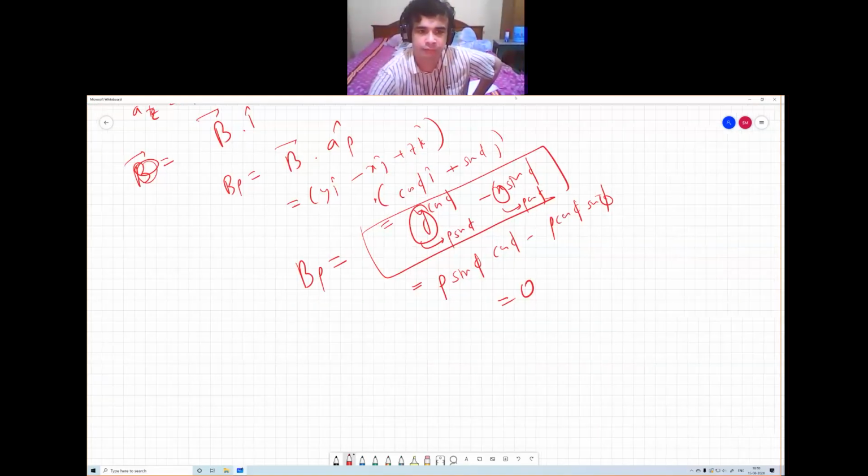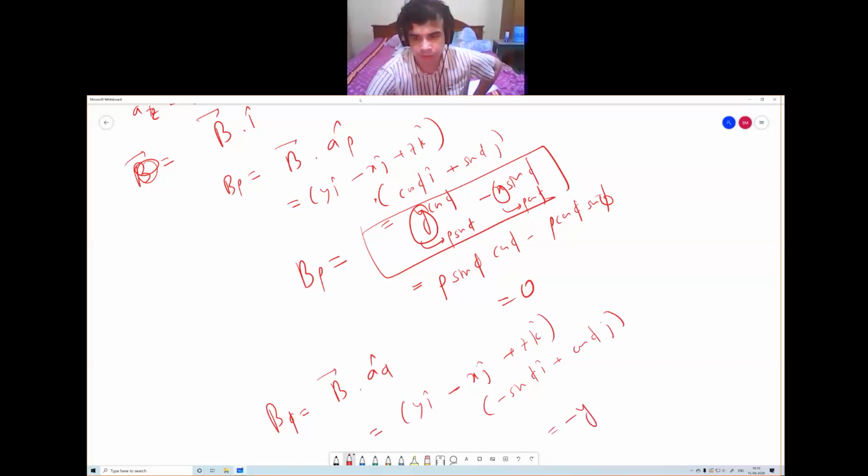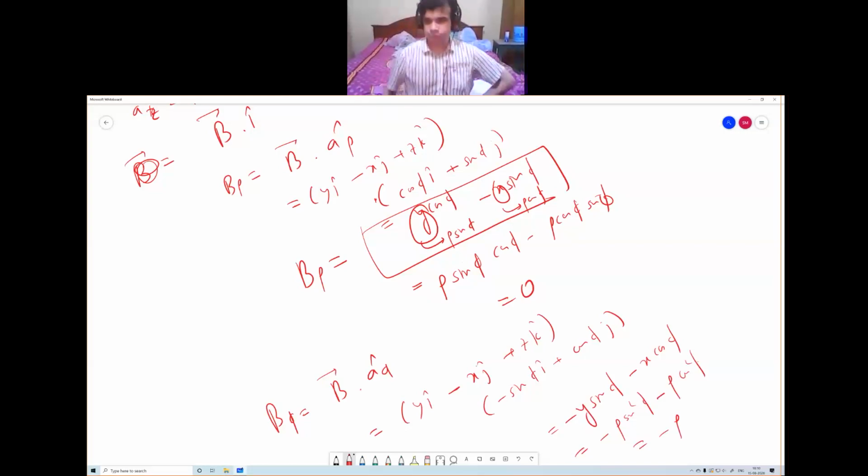What will be b phi? Same idea. b phi is equal to the b vector multiplied by a phi. The b vector was yi minus xj plus zk multiplied by minus sin phi i plus cos phi j. So that is minus y sin phi minus x cos phi, which is minus rho sin squared phi minus rho cos squared phi. That is minus rho. Right?